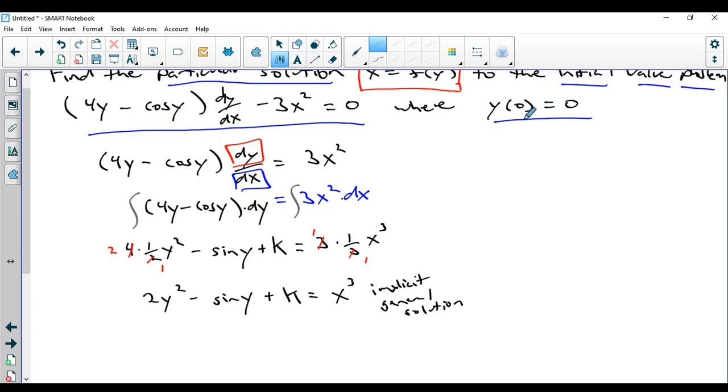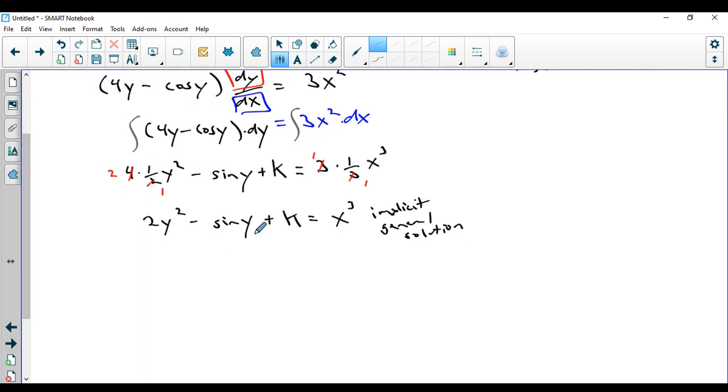So what does this mean? Well, this is basically the point 0, 0. So 0 goes in for x and 0 goes in for y. So that's easy breezy. If I do that, 2 times 0 squared minus the sine of 0 plus k equals 0 cubed, right? This is bananas how this is going to work out. So that wiped out. Sine of 0 is 0. That's 0. So we kind of get lucky here. K ends up being 0.